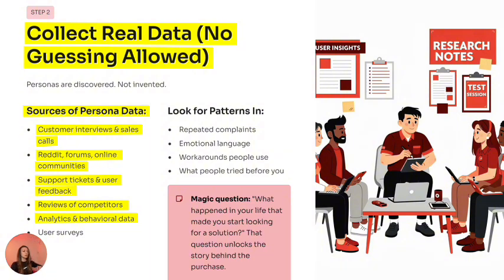Analytics and behavioral data. That will help you understand where your customers drop and how they use your products today. Or again, this is more of the phase where you already have a product working. And user surveys. This is again where you have some sort of a solution or a version of prototype that you're able to show to customers. Look for patterns in repeated complaints, emotional language, workarounds people use, and what people tried before you. Magic question: what happened in your life that made you start looking for a solution?